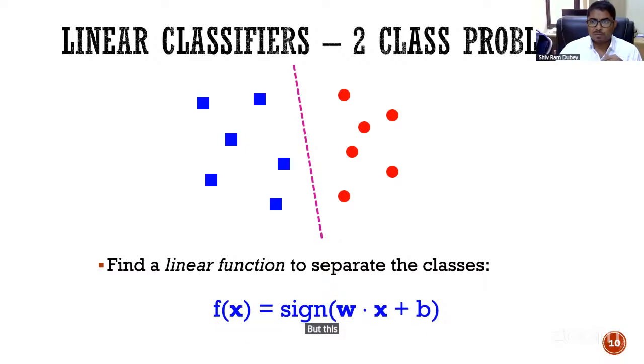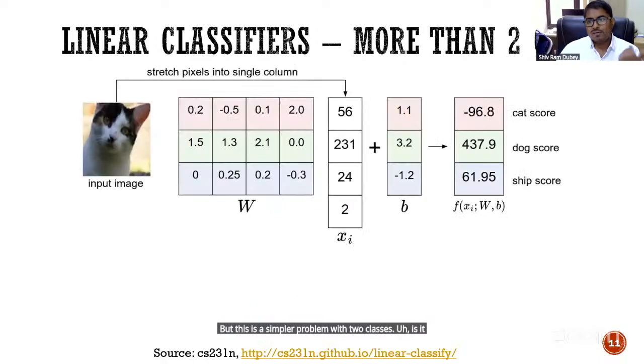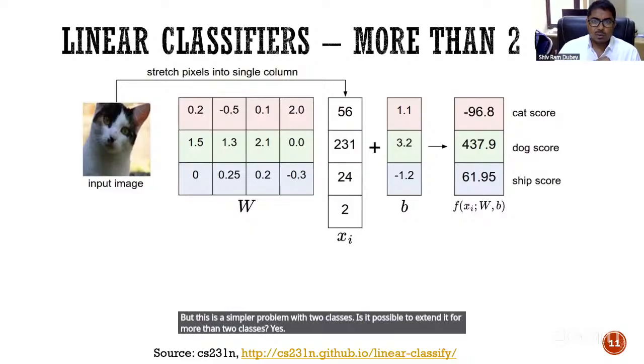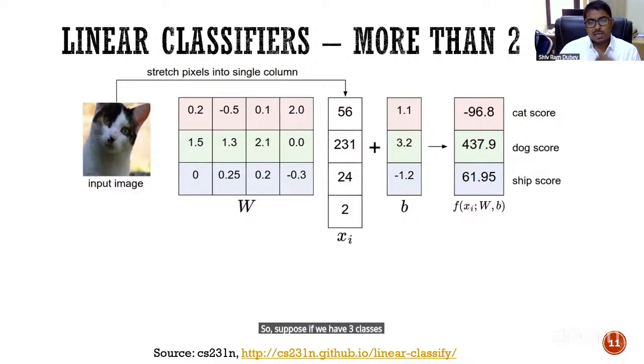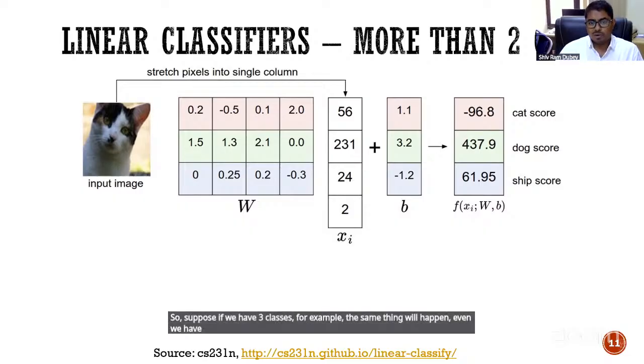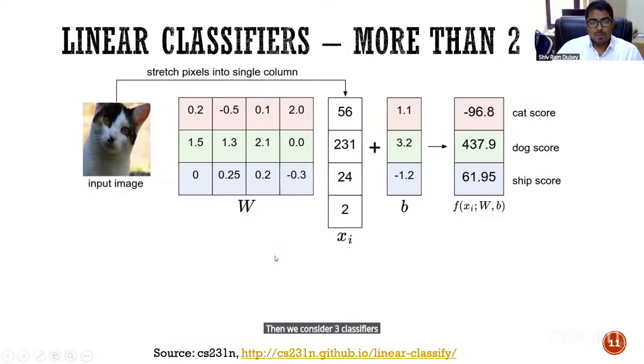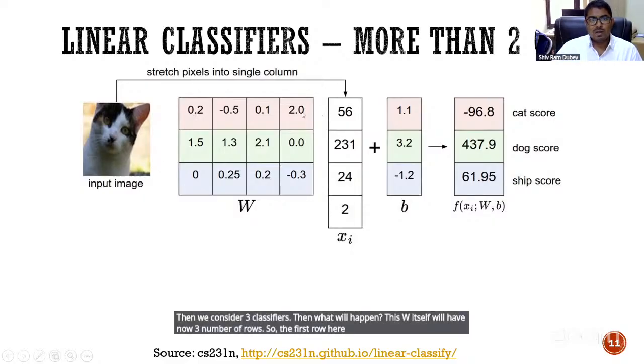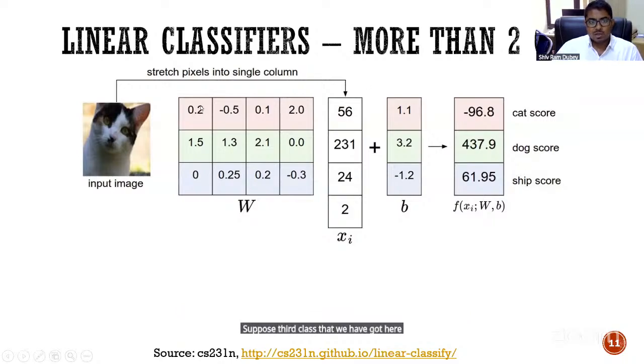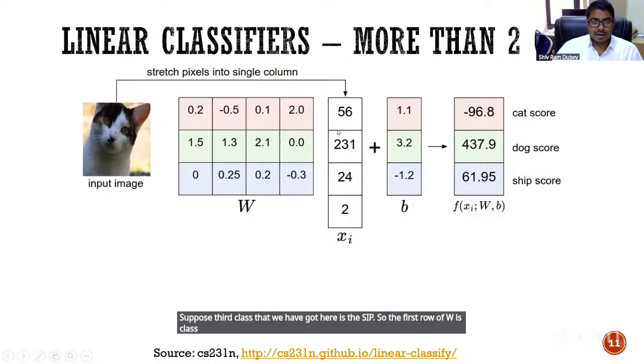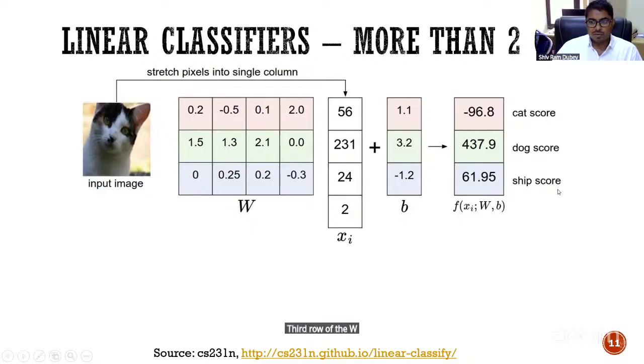But this is a simpler problem with two classes. Is it possible to extend it to more than two classes? Yes, we can do that. The same thing will happen even if we have C number of classes. Suppose we have three classes, then we consider three classifiers. This W itself will now have three rows. The first row of W represents the first class. Suppose the classes are cat, dog, and the third class is sheep. So the first row of W is the classifier for the cat category, the second row of W is the classifier for the dog category, and the third row of W is the classifier for the sheep category.